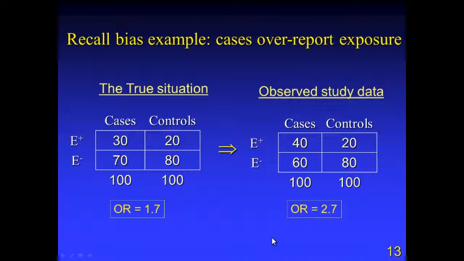Here's just an example. If you have the true situation here, the relative risk is 1.7. However, in actual observed study data, some of the unexposed cases declared that they had been exposed. So instead of being 30-70, it became 40-60. And when the odds ratio is calculated, it comes out to 2.7. So it's been biased upwardly from 1.7, which is the truth.